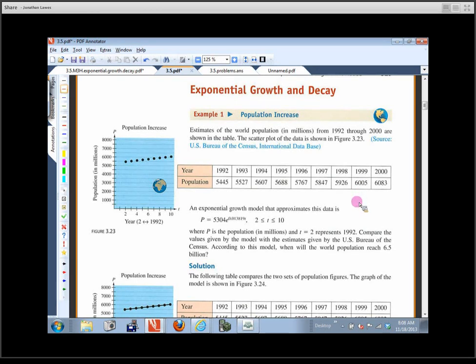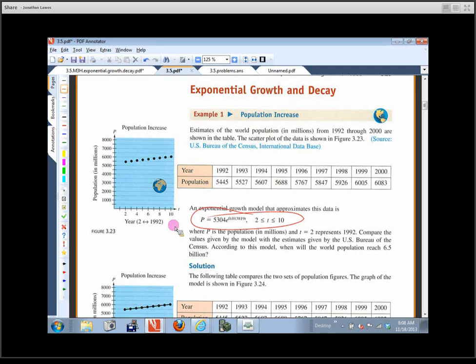So it's going up pretty darn quickly, okay? And it says this right here is a model that approximates this data. Now, the nice thing about this, and you're going to find this in the examples that we do and in the problems that you've got to do for the section, is if they give you the model, that is a huge step. They've already figured out all the math for you. They've given you a function.